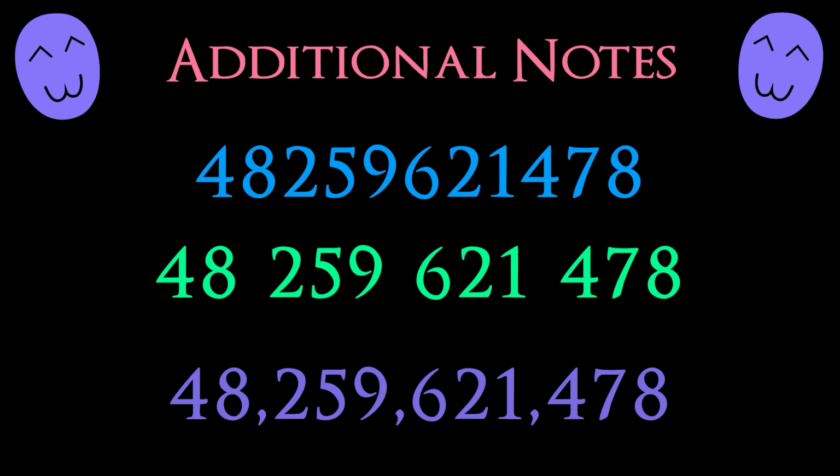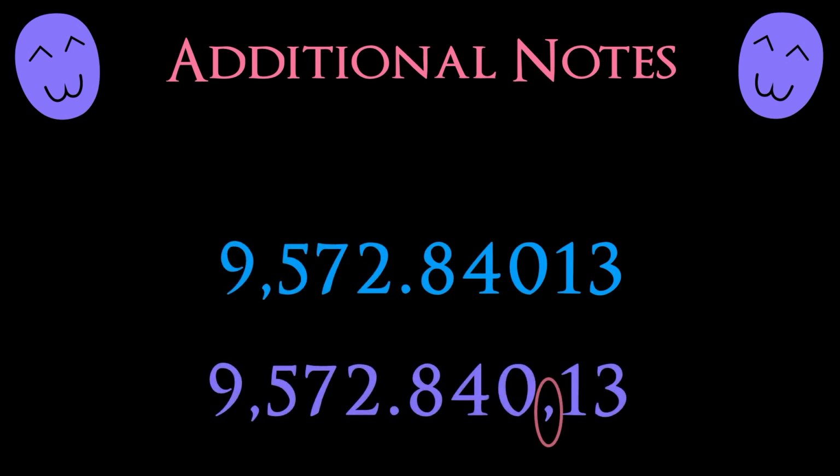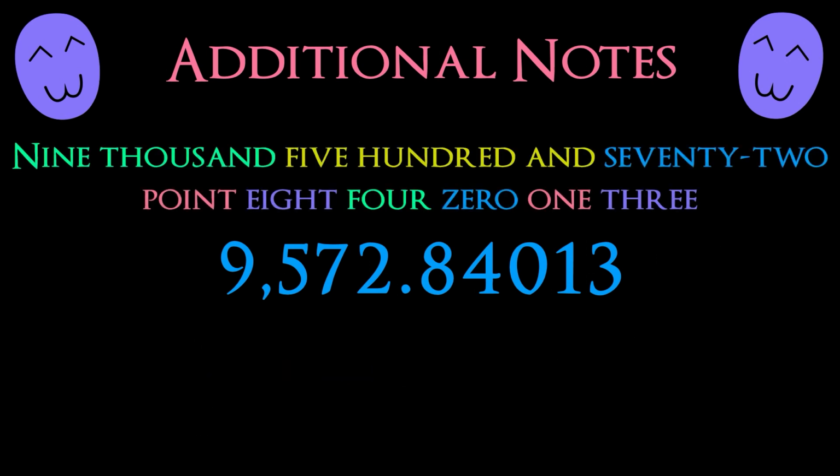Without the separators, it is difficult to pronounce the number, but with the separators, it is easier to read: 48,259,621,478. For decimal numbers, we never use separators between the decimal places. When pronouncing decimal numbers, we first say the value of the whole number part, and then we start saying the decimal digits in order from left to right.